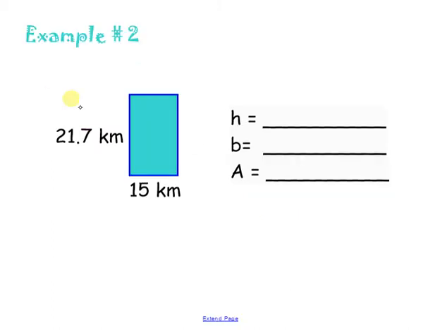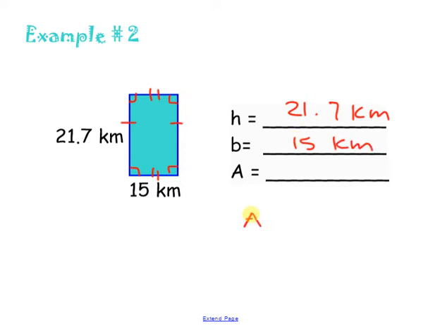Okay, let's move on to example 2. So here we have a rectangle, and we know it's a rectangle because this side looks equal to this side, and this side here looks congruent to this side. But that would tell us it's just a parallelogram. The other thing that I notice is that these are right angles. They appear to be because they're perfectly straight angles. So here our height is 21.7 kilometers, and our base is 15 kilometers.